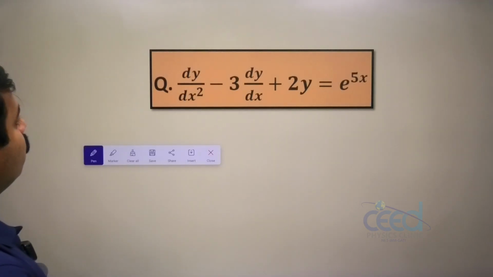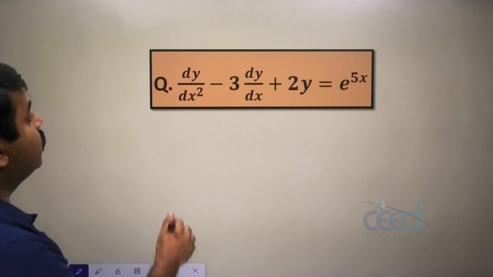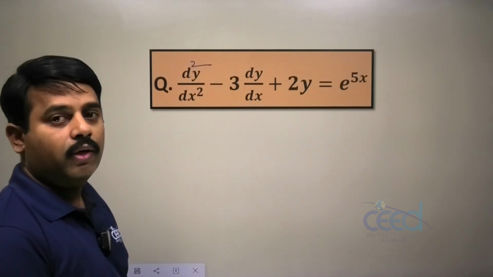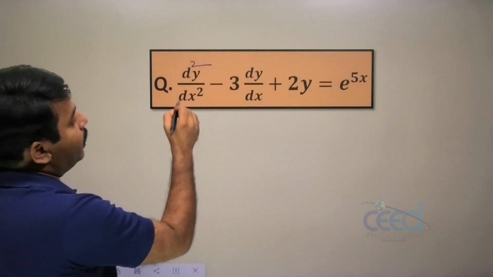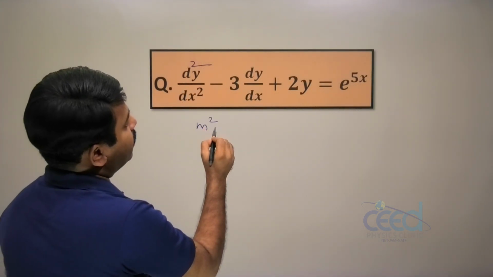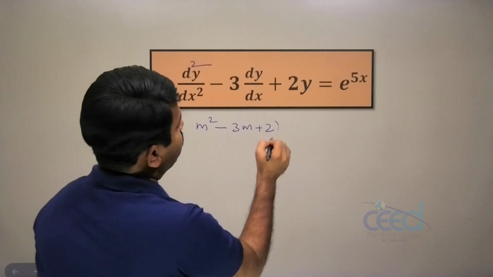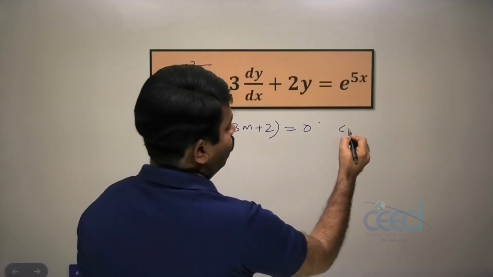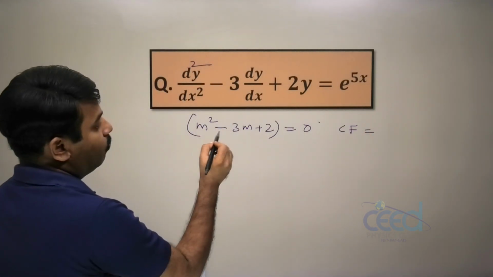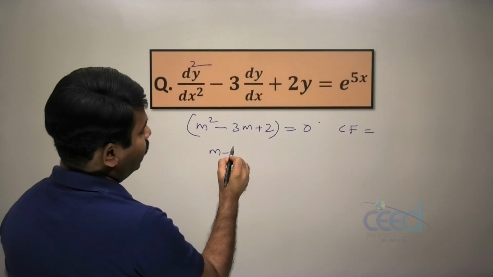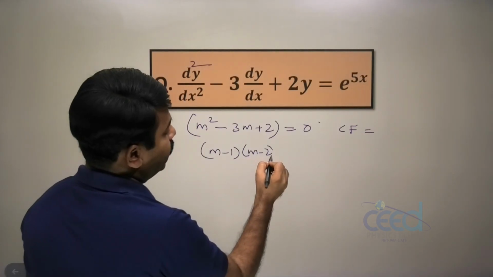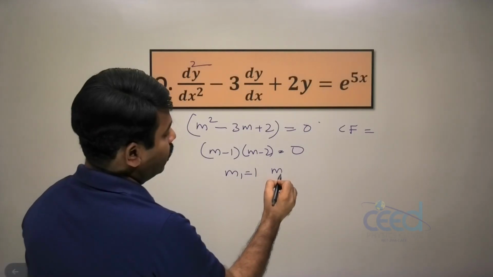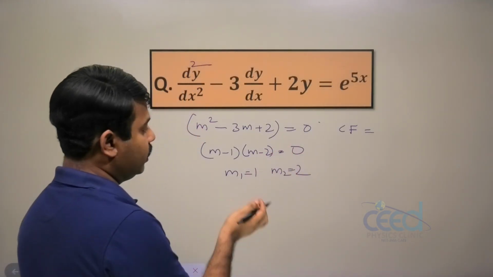Look here, one problem. This is d square y by dx square, so the auxiliary equation is m square minus 3m plus 2 equal to 0. Then you can find the complementary function. M minus 1 into m minus 2 equal to 0, then m1 is equal to 1, m2 is equal to 2. Then what is the solution?